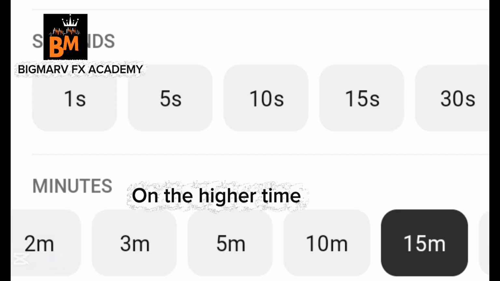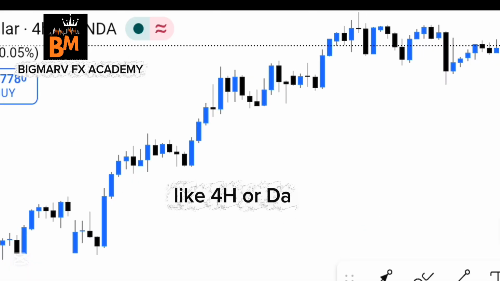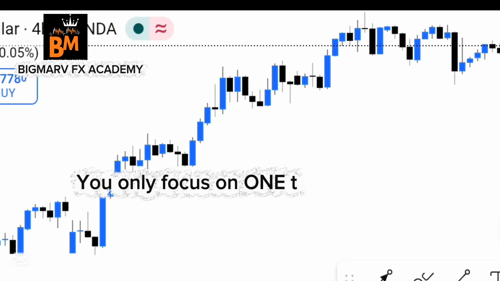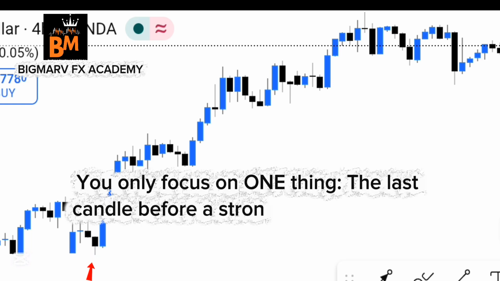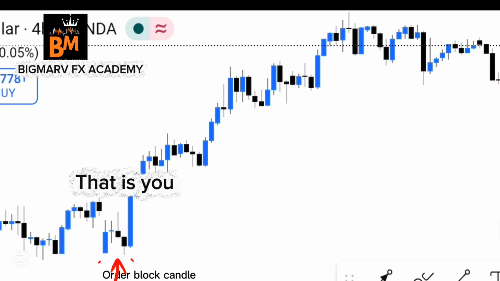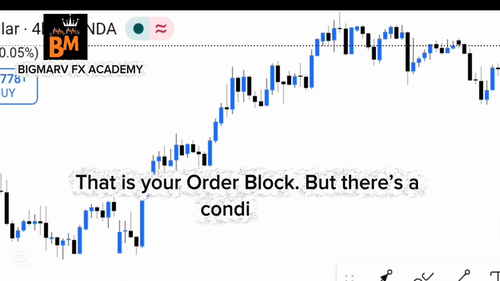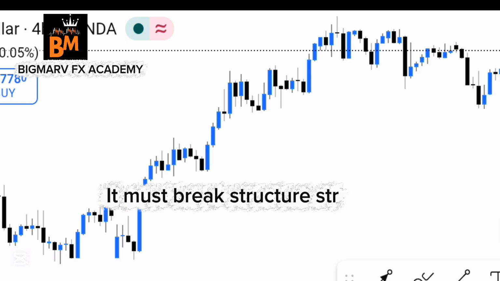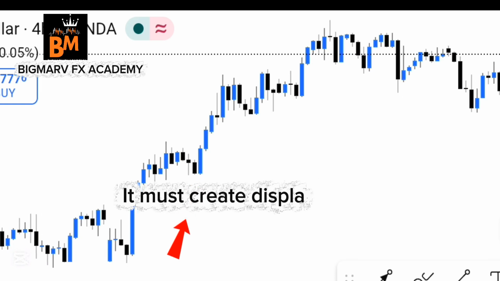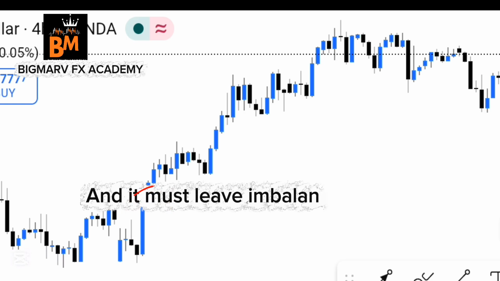On the higher time frame, like 4H or daily, you only focus on one thing: the last candle before a strong impulsive move. That is your order block. But there's a condition. It must break structure strongly. It must create displacement. And it must leave imbalance behind.